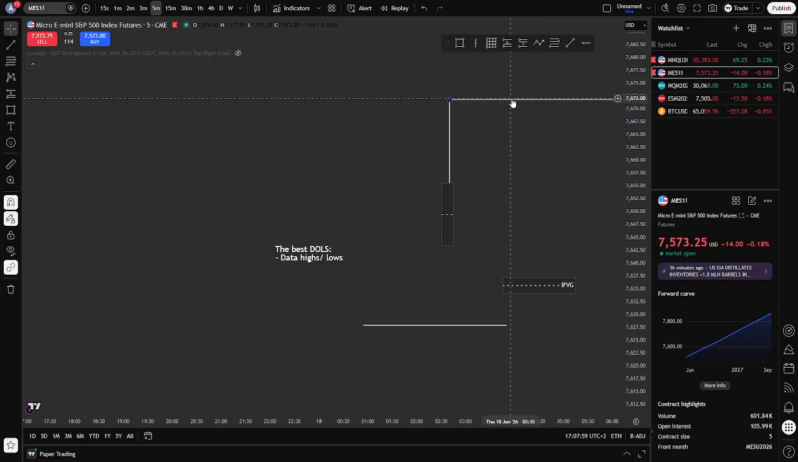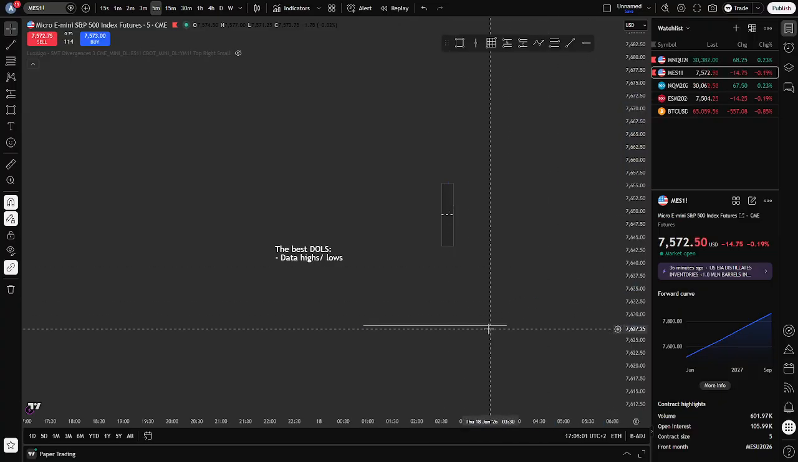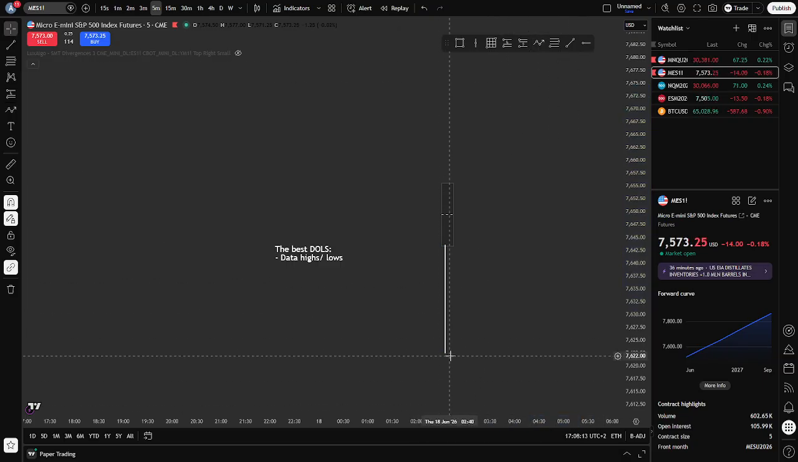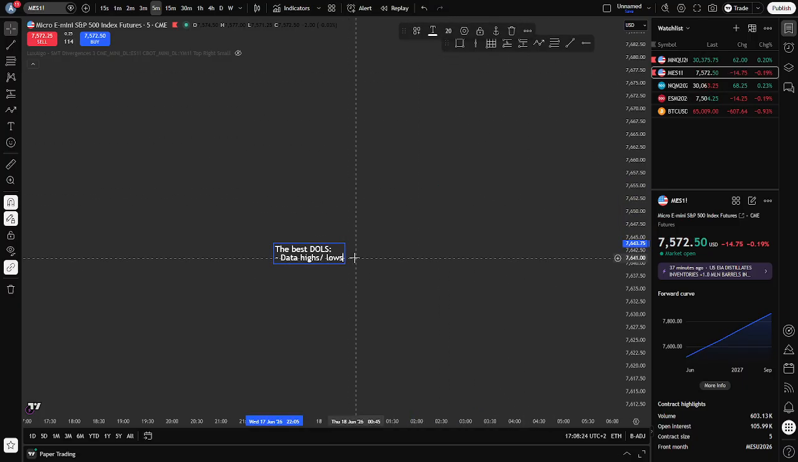Or for the other example, you have data low like this. And this is also the same case scenario. We trade higher and bam, you trade into this. This is your take profit. Really good draw. I already told you why. Or we can also have wicking on both sides. Also works the same as well. So data highs, data lows.